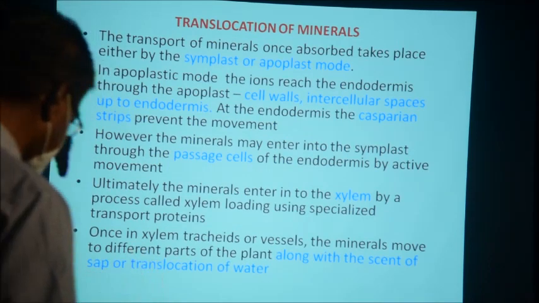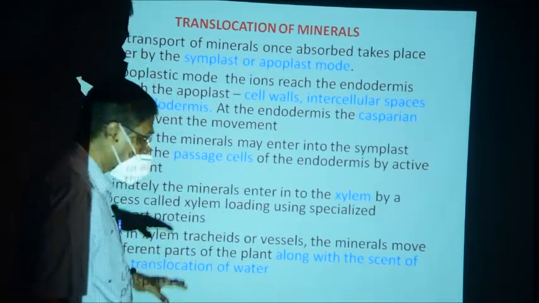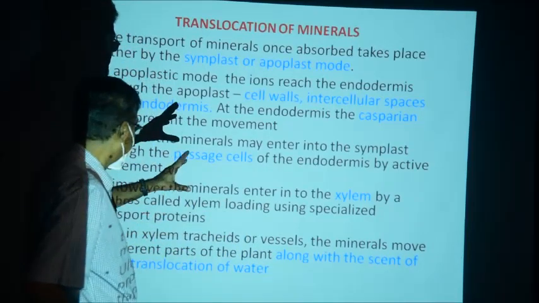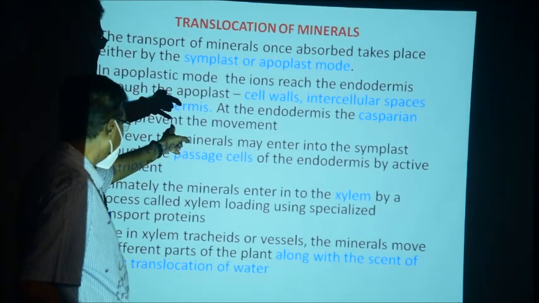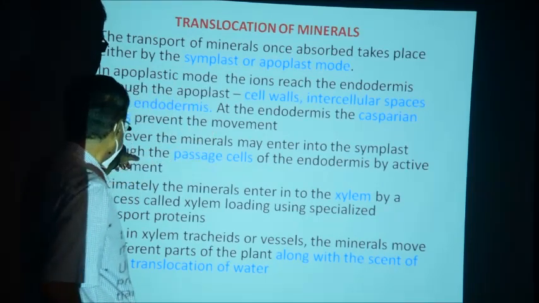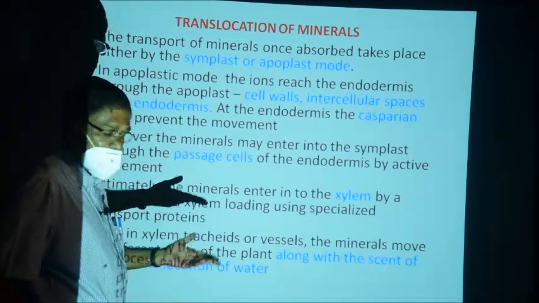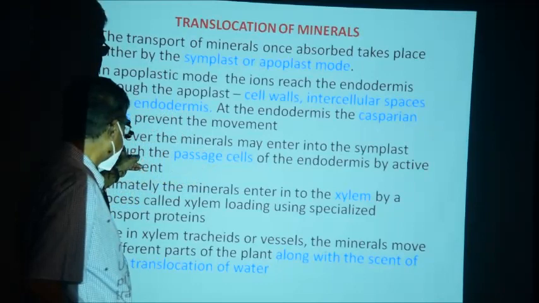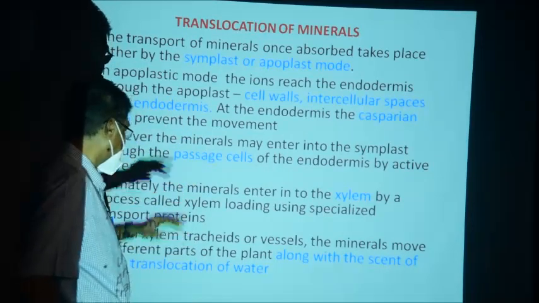Now, translocation, that is movement of ions once absorbed by the root to different parts of the plant, takes place through the apoplast or symplast. Apoplast is cell walls and intercellular spaces up to the endodermis, and we have already discussed that there are Casparian strips in the endodermis. So, there is transport through the passage cell.